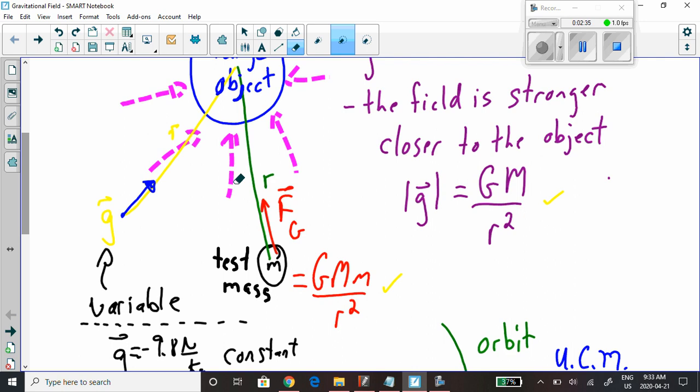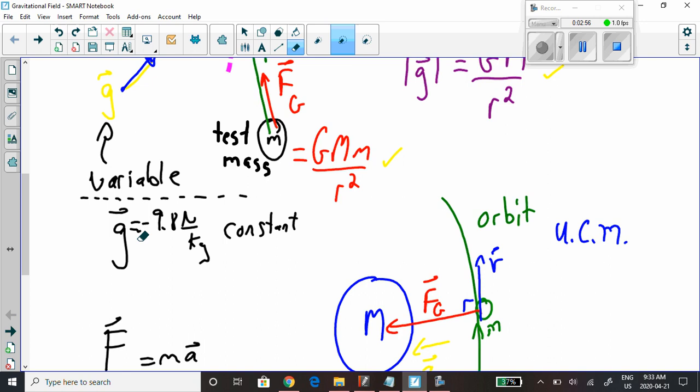Now, this field that we're talking about right here is variable. It changes. It depends on how far away you are from the center of the object that is causing the gravitational field due to its mass. We've run into other gravitational fields, like this one. g is negative 9.8 newtons per kilogram. It's constant, and that's where you are near the surface of the Earth. All right, that's a constant field. So you have experienced this before.